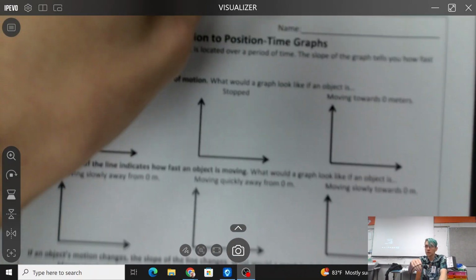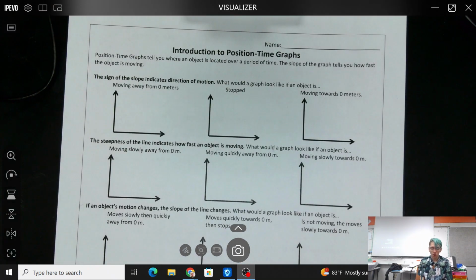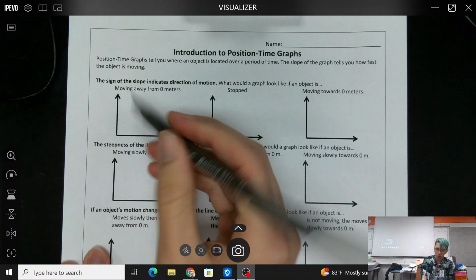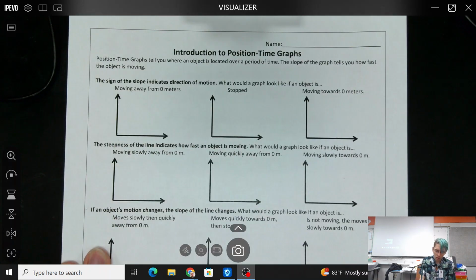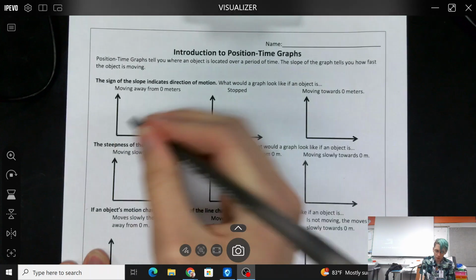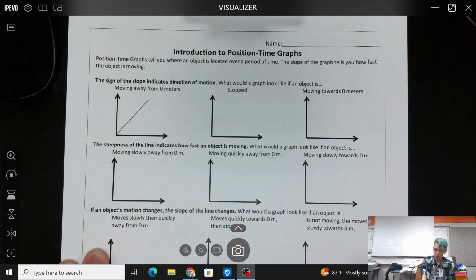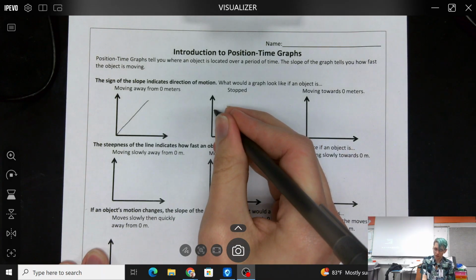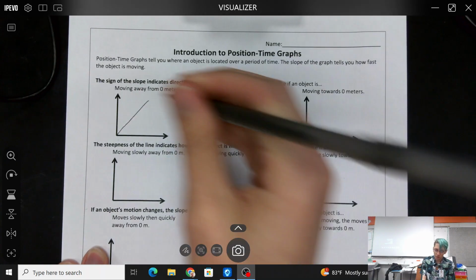So once again, with this one, there's a few different types of questions over position versus time graphs. All you're doing here is just drawing the graph. So slowly moving away from 0 meters. These are all position versus time. Slowly moving away from 0 meters, and you're done. If it's stopped, it'll be a flat line like this. If it's moving towards 0 meters, that's down here.